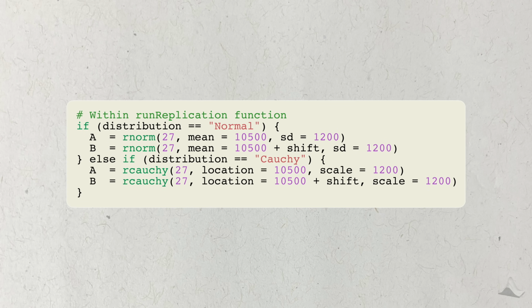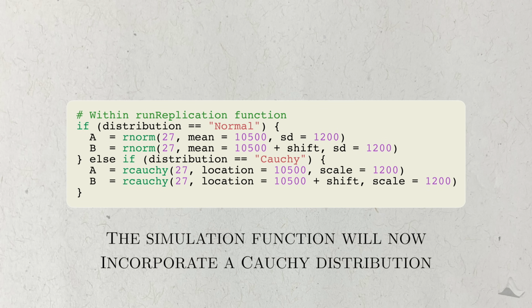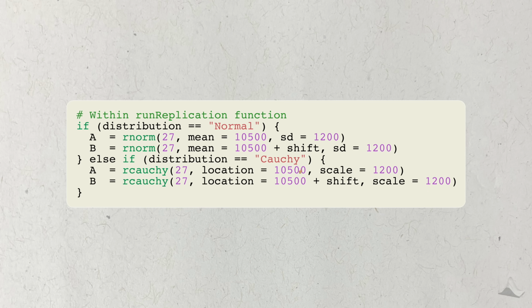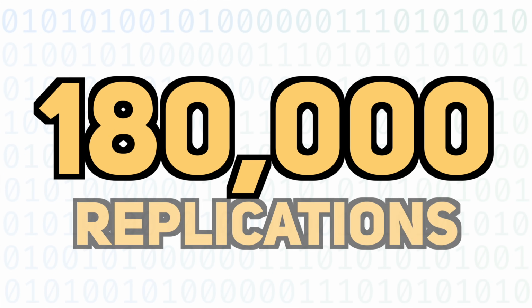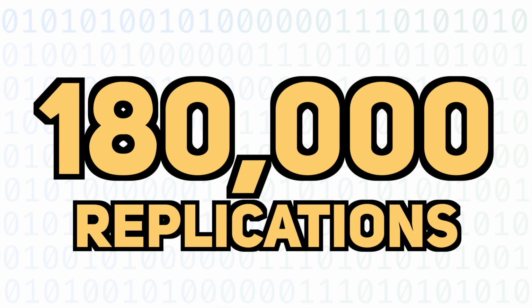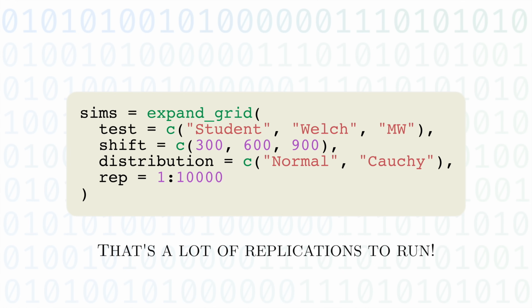When I'm using a Cauchy distribution, I'll generate the data such that there's a median shift of 300, 600, and 900, analogous to the mean shift in the normal. So there are 3 different effect sizes and 2 distributions to pick from. Each combination of effect size and distribution needs to be run with each hypothesis test, and each of those combinations needs 10,000 replications. In total, we need 180,000 replications. No matter how you spin it, that is a lot of replications to run.